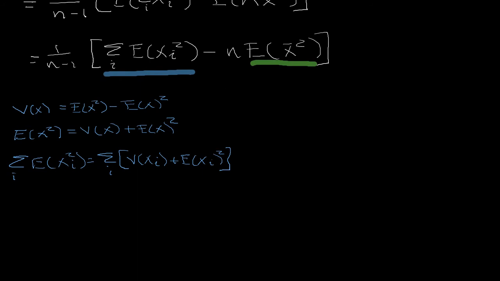So now take a look at this. The variance of each of these random variables is going to be the same. What do I mean? Suppose that each xi has a normal distribution. It doesn't have to, but just for simplicity, imagine that x1, x2, x3, and so on, they all have normal distributions. So the variance of these random variables is going to be sigma squared.